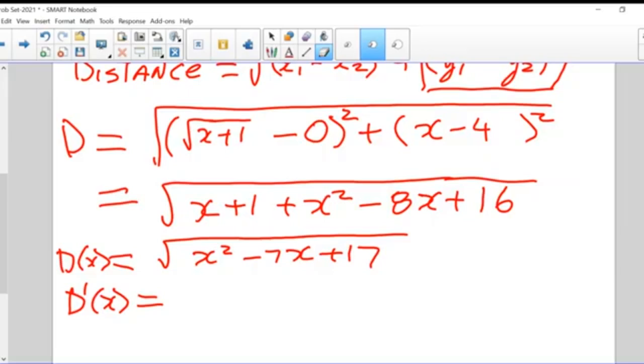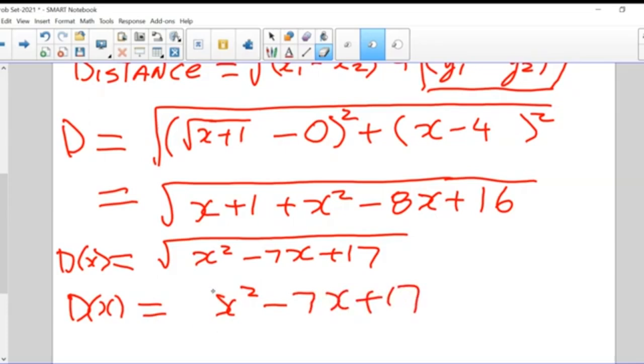Before I do that, let me make this equal to something to the power of a half. So d of x is equal to x squared minus 7x plus 17 to the power of a half. Not minus a half, but a half.